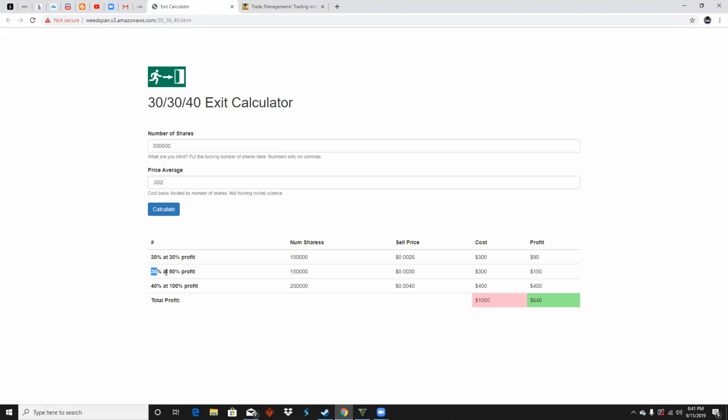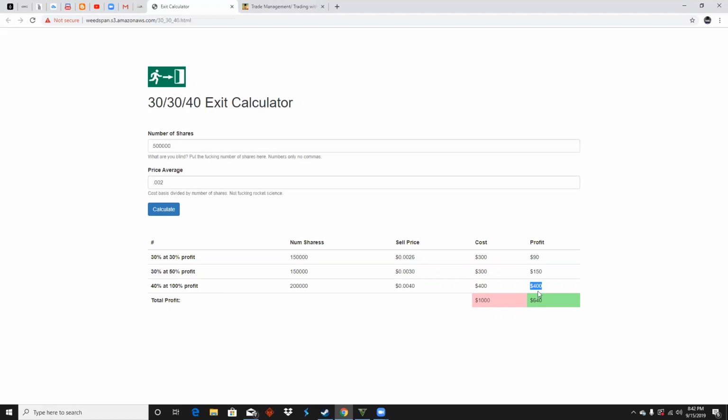And then another 30% at 50% profit, which is another 150,000 shares at 0.0030. And then you've made another $150 profit on your cost. And then you can let the other 40% go when you're up 100%, for the remaining 200,000 shares, or your freebie, so to speak, for $400 profit. And you've literally invested $1,000 and made $640 off your $1,000. So you can do that.